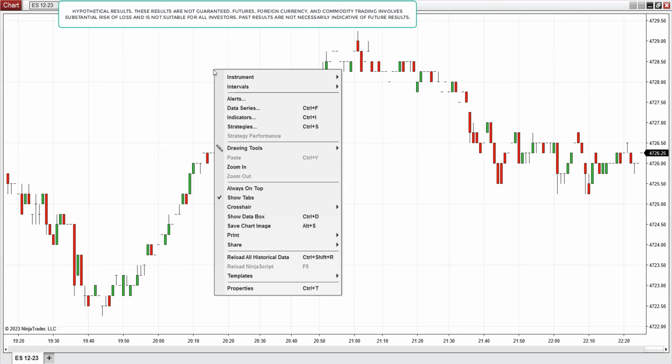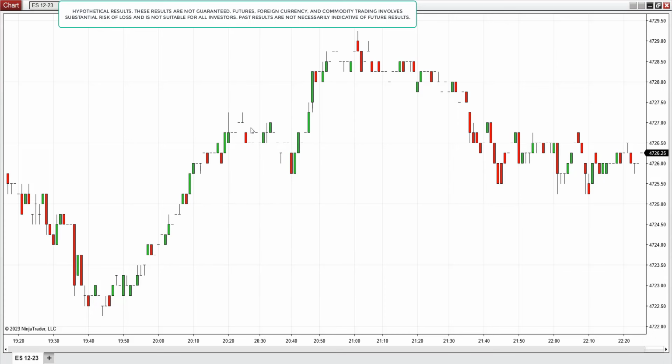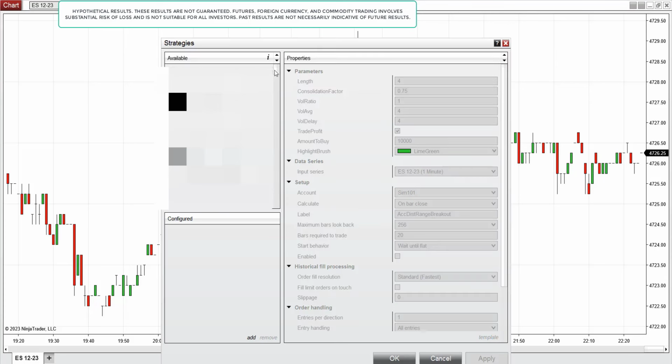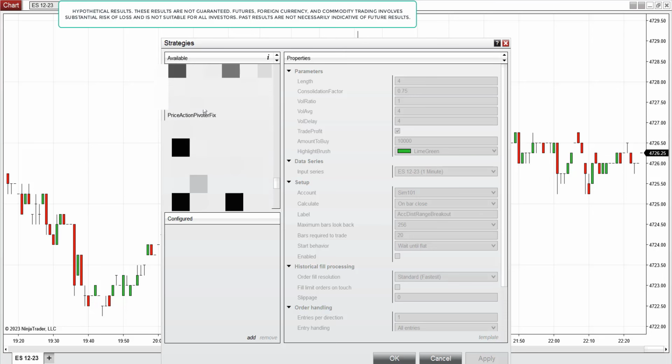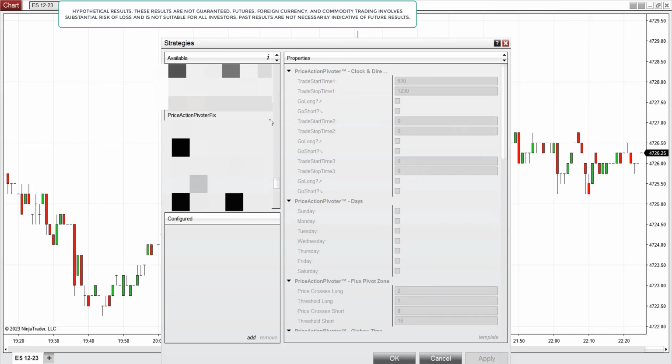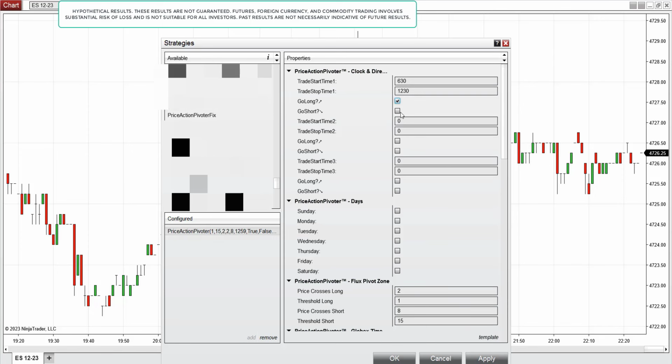So you're going to right click, you're going to choose strategies, you're going to pick Price Action Pivoter as your strategy, obviously, and so you're going to scroll down. I have a lot of strategies, so that is what I'm going to pick. 6:30 to 12:30. Look for long and short.